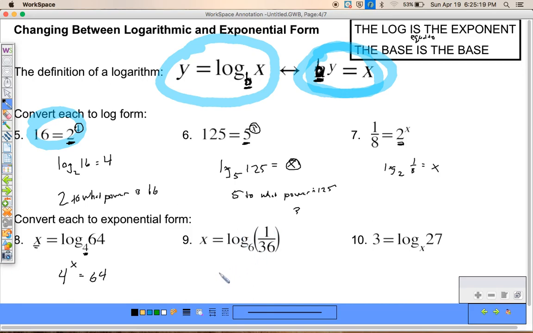For this second one, we identify our base first, so 6 to the x power equals 1 over 36. And for this last one, we still start off with the base. It doesn't matter that it's a variable, but our base raised to the exponent has to be what the log is equal to. So raised to the third equals 27. And that's how we rewrite something from logarithmic form to exponential form, or vice versa.